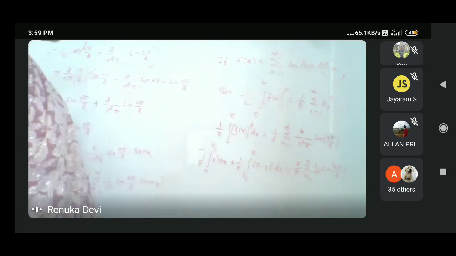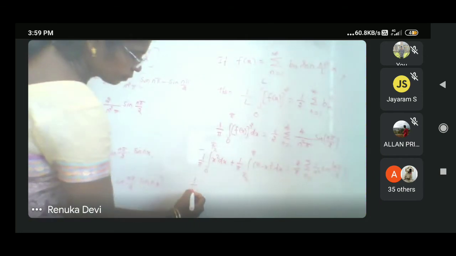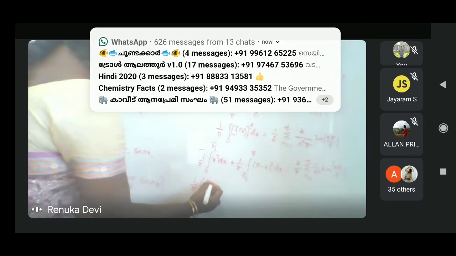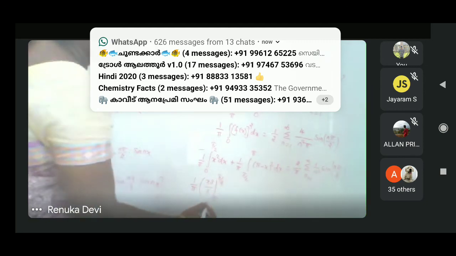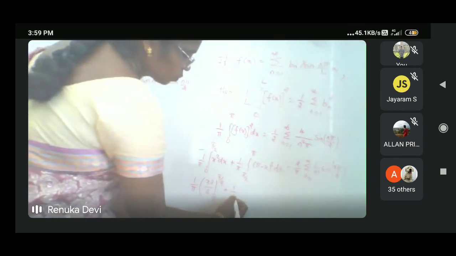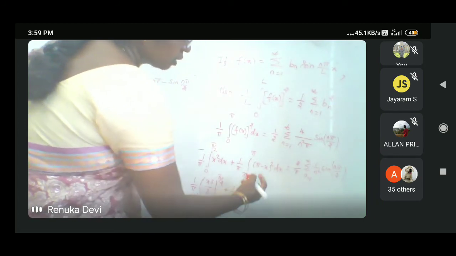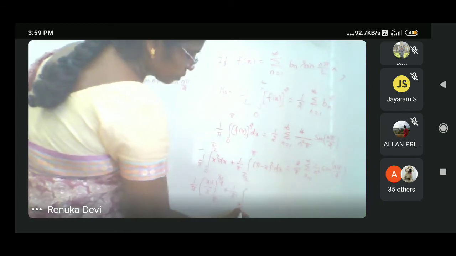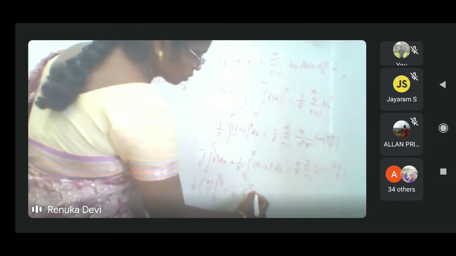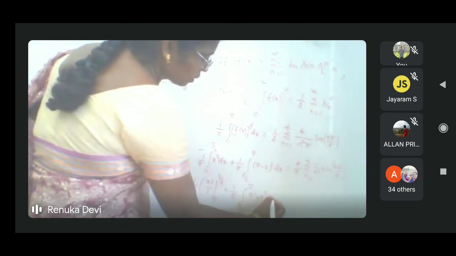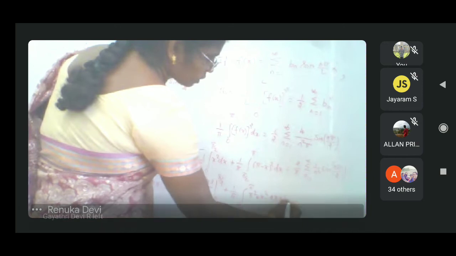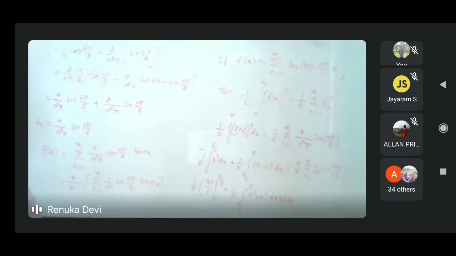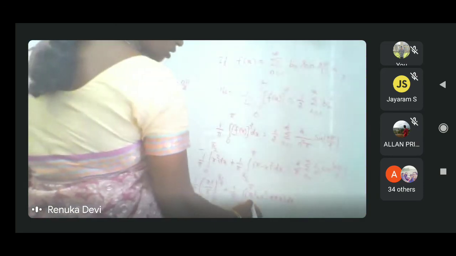What you get? This is 1 by pi integral x cube by 3, 0 to pi by 2, plus this is 1 by pi. Now I just expand, then I integrate. Pi by 2 to pi. This is pi square plus x square minus 2 pi x. Or you can take pi minus x the whole cube by minus 1 also. Equal to the same thing here.